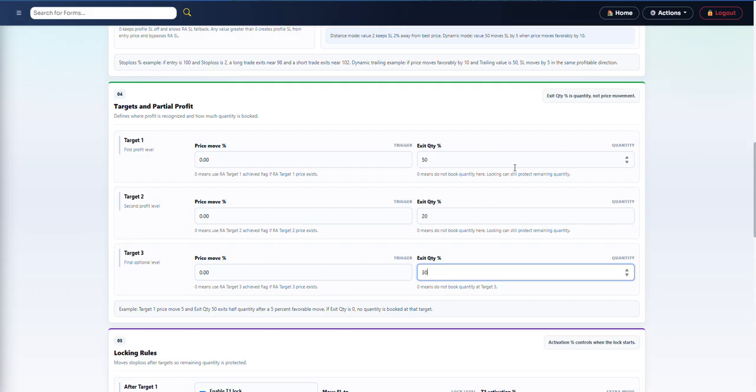Please remember, in case of lots, you should have sufficient lots to be exited in this ratio. If you don't have, then it may create challenges.